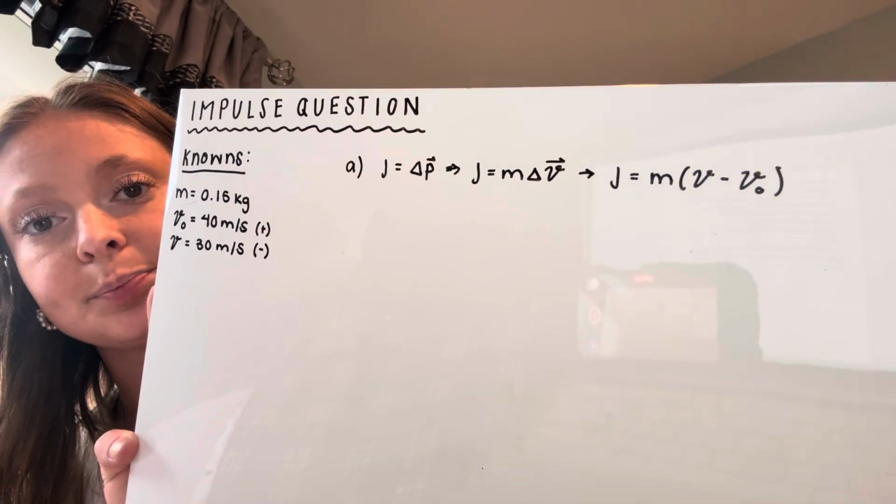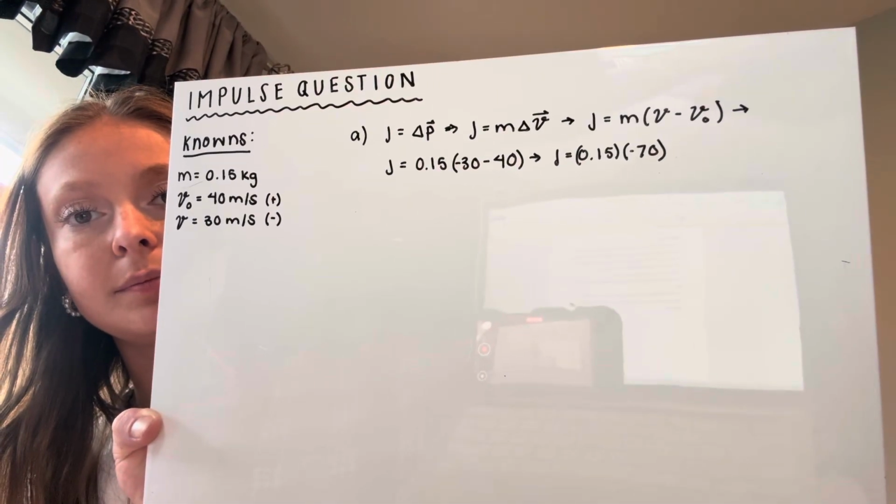From that, then we can go into finding the change in velocity. That's obviously going to be V minus V naught. So it'll be J equals mass times the velocity minus the initial velocity. It looks just like this. Then we can go ahead and plug the numbers in. So J equals 0.15 times 30 minus 40, or negative 30 minus 40.